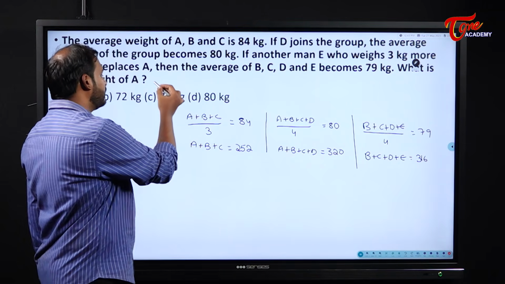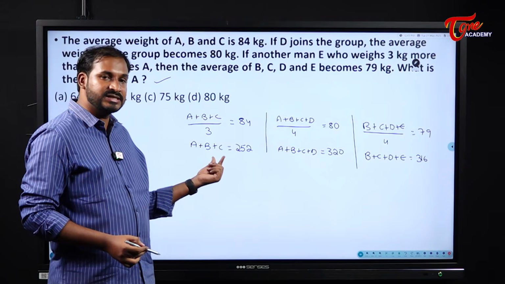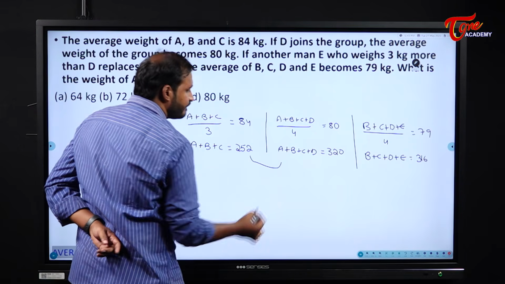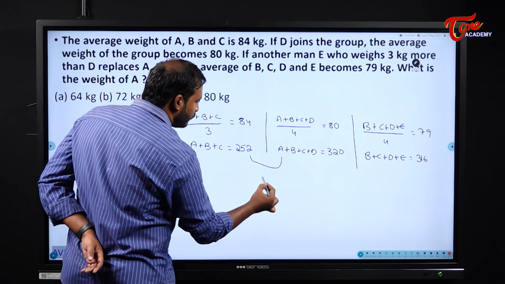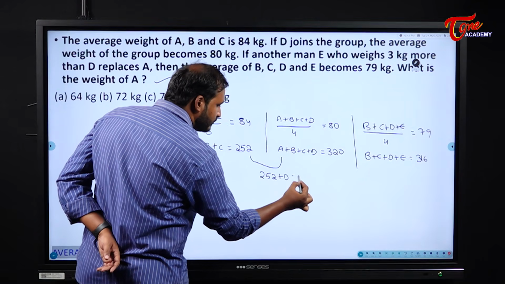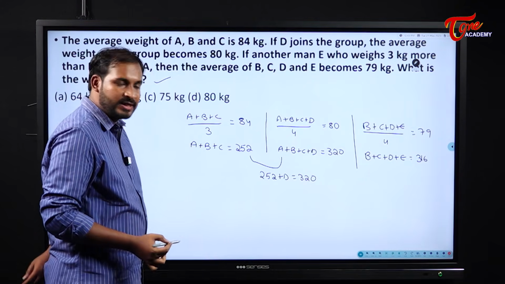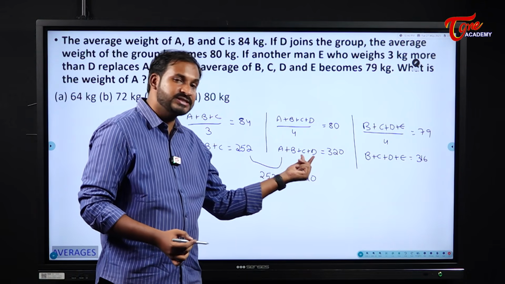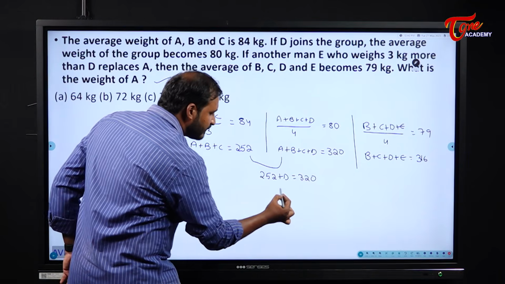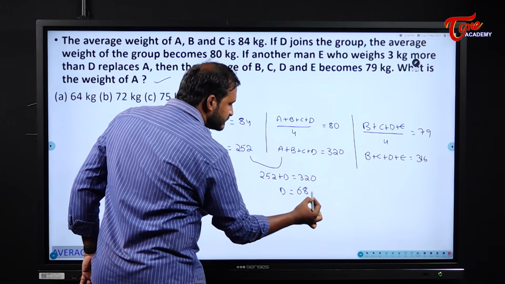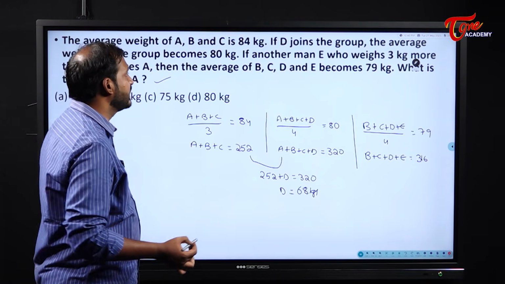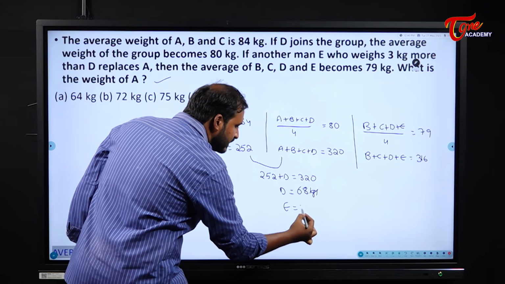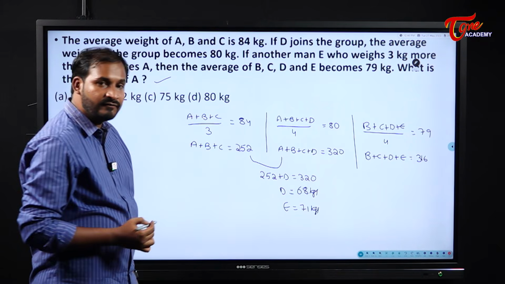Now, they are asking us what is the weight of A. To know the weight of A here, if I know B plus C, I can find, right? Now, please see from these two cases, can I say that 252 plus D is equal to 320? Why? Because A plus B plus C is 252. And here A plus B plus C plus D is 320. So, what is the weight of D from this one? 68 kgs. Next they have given, another man E who weighs 3 kgs more than D, that means the weight of E is 71 kgs.